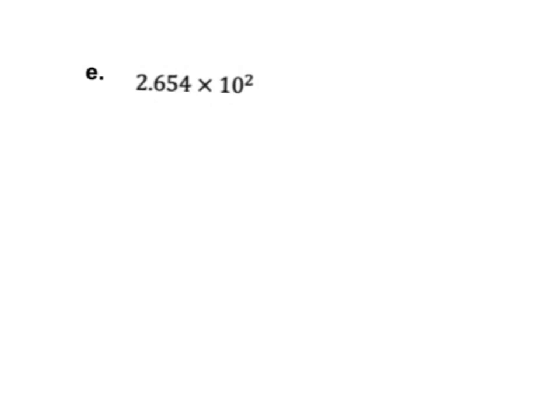For letter E, I have 2.654 times 10 to the 2nd power. So I'm going to take my decimal place, because it's a positive 2, it means I'm multiplying, I'm going to the right, I'm going 2 places. Now notice I don't have to add any zeros, I'm not going to the back of it or anything. I'm just moving this decimal place, so I'm going to have 265.4.